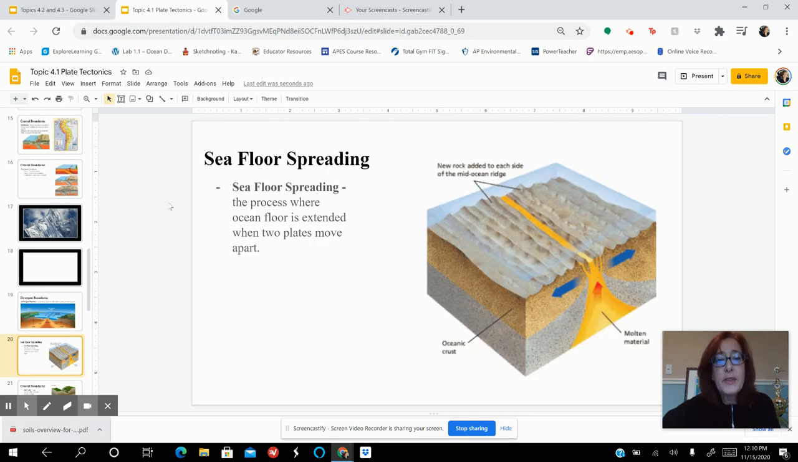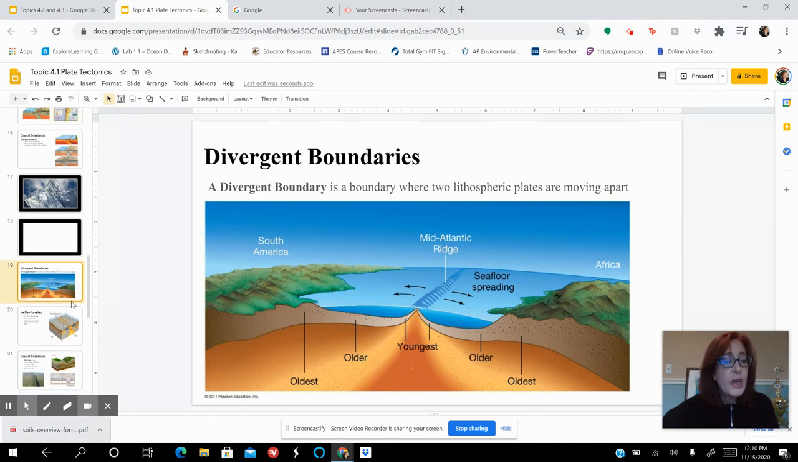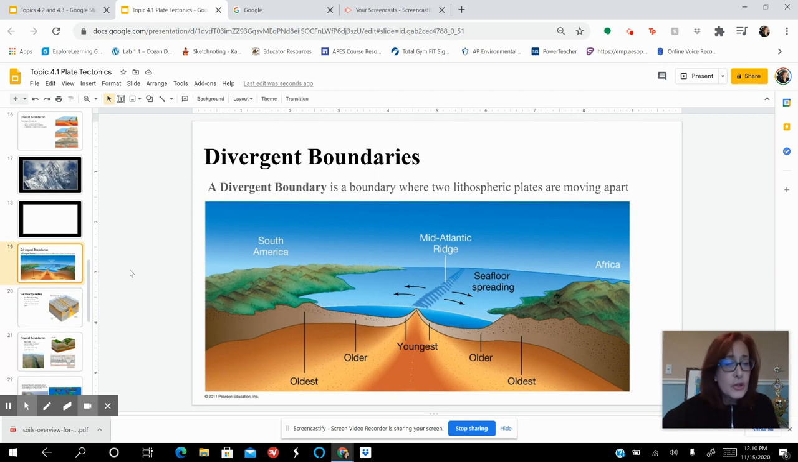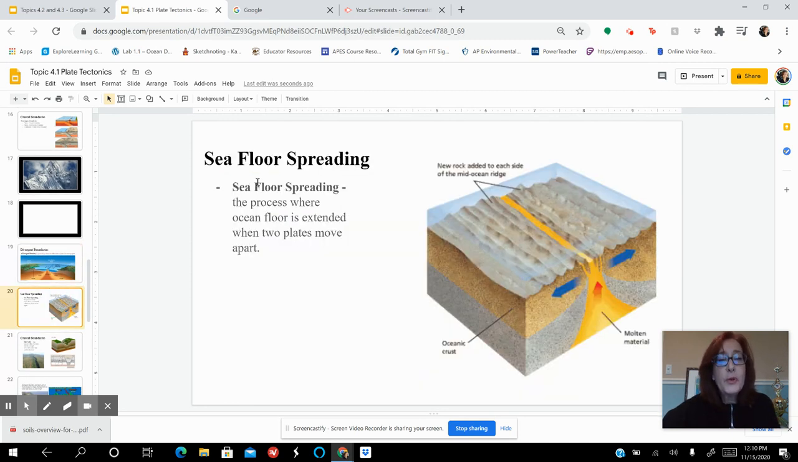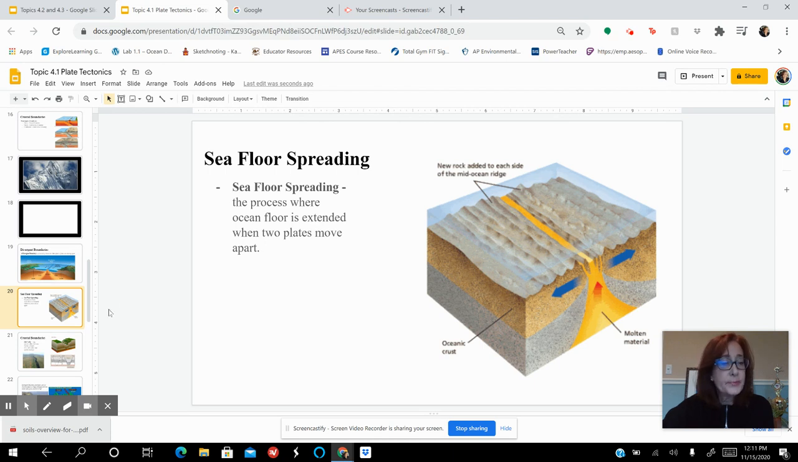There's really good evidence of this on the ocean floor. Let me go back here. We have the mid-Atlantic ridge here between Africa and South America. Actually, the mid-Atlantic ridge goes much further than that, but this particular graphic is showing that. So seafloor spreading is the process where the ocean floor is extended when two plates move apart. So here we have the molten material coming up from the earth, and it's spreading the seafloor, adding new rock to each side of the ridge, and it adds it in these kind of like ridges.